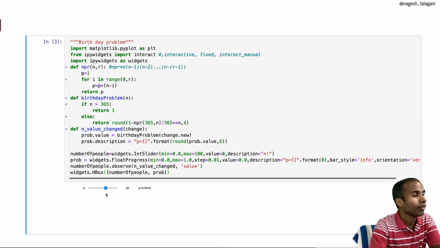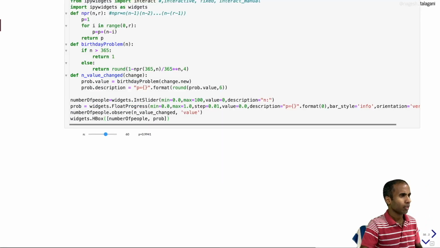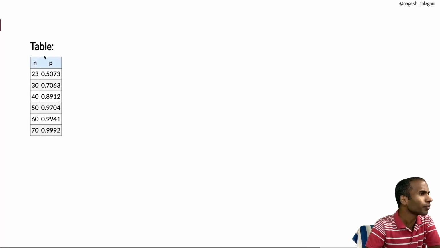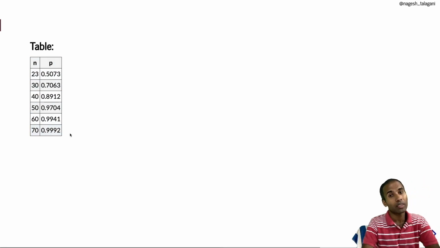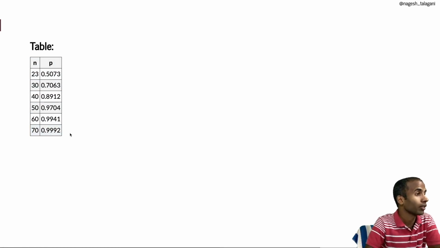These results are very counterintuitive. That's why this problem is called a paradox, the birthday paradox. Here is a table for various values of n and the corresponding probability values. When n equals 70, the p-value is 0.9992.